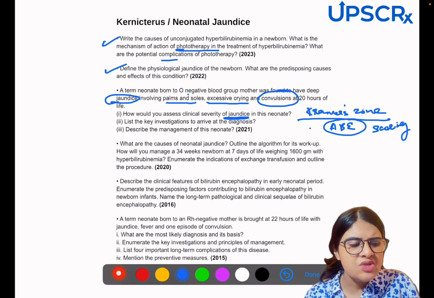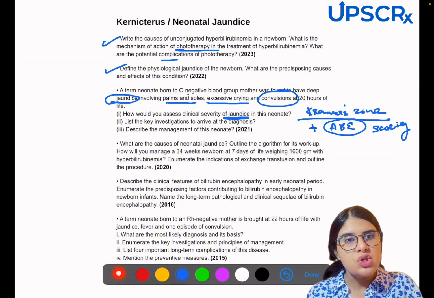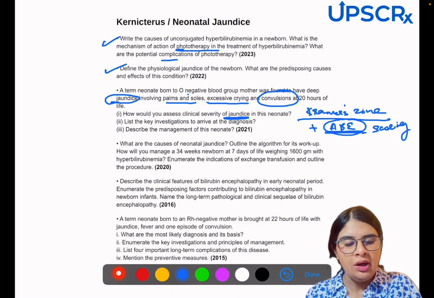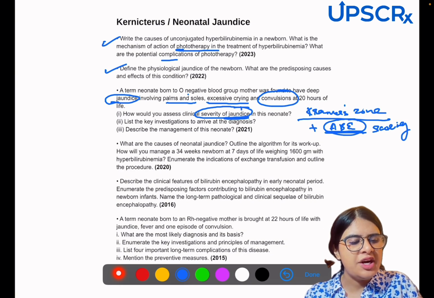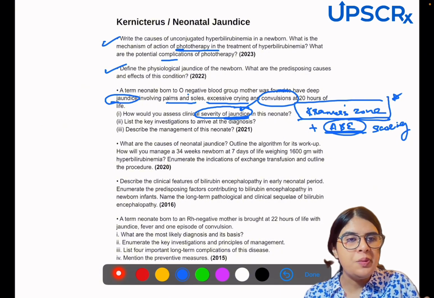So if you write this, very few people are going to write acute bilirubin encephalopathy scoring. Okay. So if the bilirubin ABE score is more than 7, that means it is severe. So for severity of jaundice, they have specifically asked about the severity of jaundice, so we see it by Cramer's zone. But if you also want to write about bilirubin encephalopathy, then that will be ABE scoring.